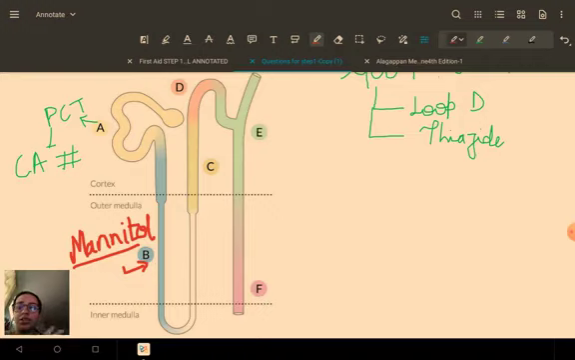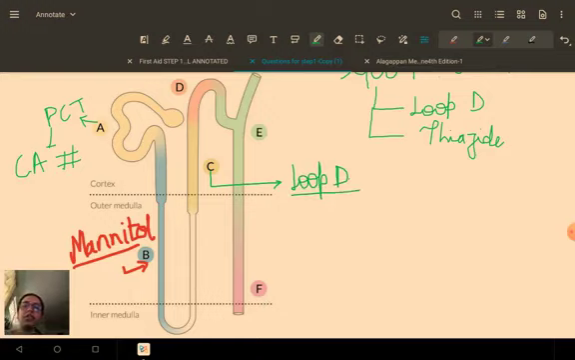Other than that, it does not cause any kind of uric acid excretion, like it is not increasing uric acid excretion or having any effect on the uric acid. So we can safely eliminate mannitol. Then moving on to C. Now C here is basically our loop diuretic location.